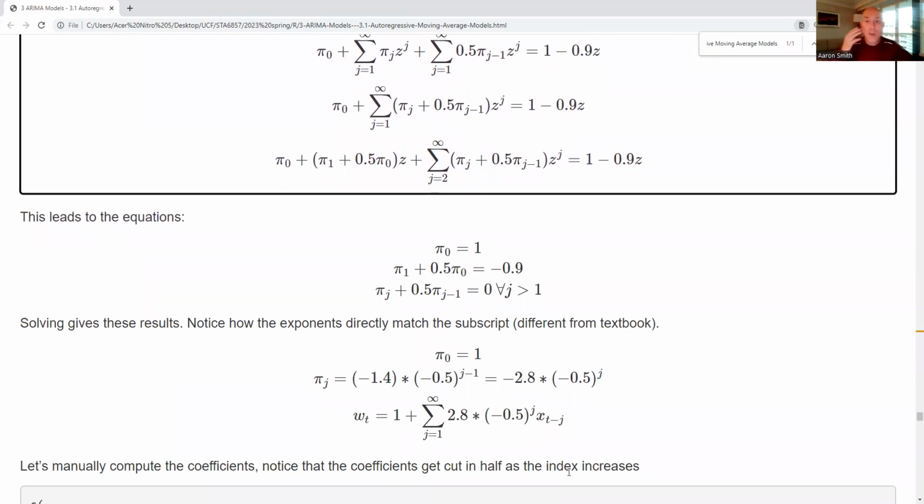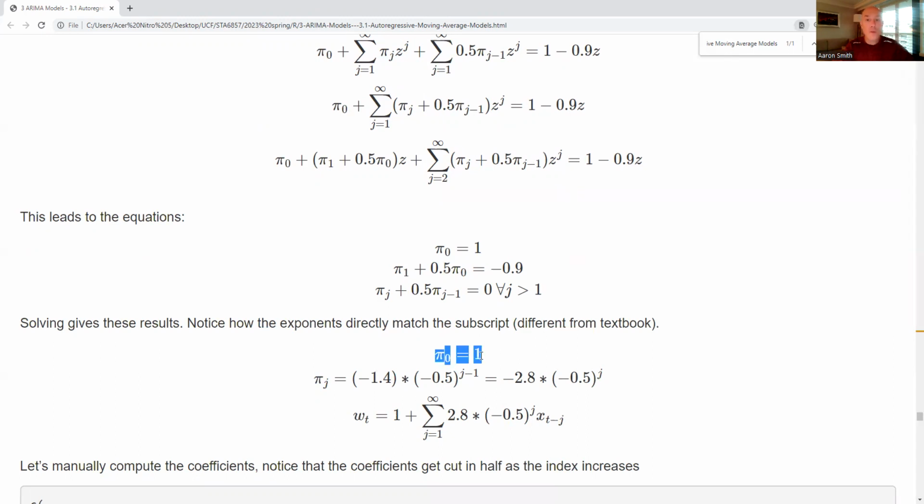We work this out, and we've got this. And we see, once again, we have something that looks very geometric. So we see that pi sub 0 is equal to 1, and I work out a formula for this. As I'm looking at this, I realize that I don't like having j minus 1. I'm going to multiply and divide by negative 1 half. If I multiply by negative 1 half, this becomes j instead of j minus 1. And then I divide by 1 half. And boom, I've got that. And so now, here is my formula.